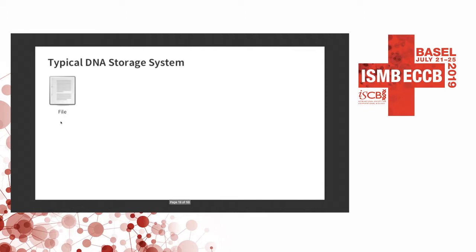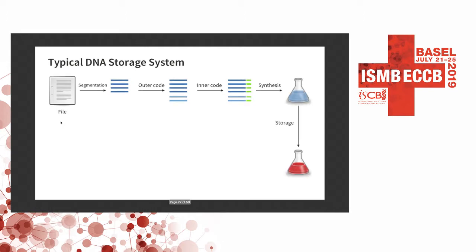So let's summarize this. We start with a binary file, we segment things, then we apply error correction codes. We will come back to this later. Then we synthesize the DNA, then we store it for some time. Right now, most people are thinking of DNA storage for archival purposes, but we never know.